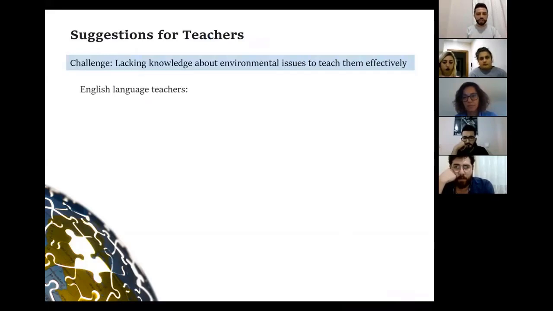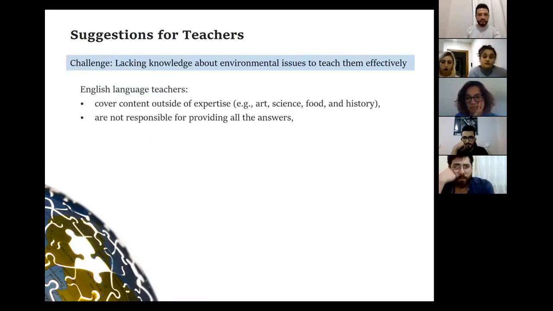For the suggestions, sometimes we might feel that, and this relates to Nazan's question as well, we lack the knowledge to teach about environmental justice. So how, as a prospective teacher, am I going to implement these topics in my classroom? Some tips: you can cover content outside of our usual classroom content.